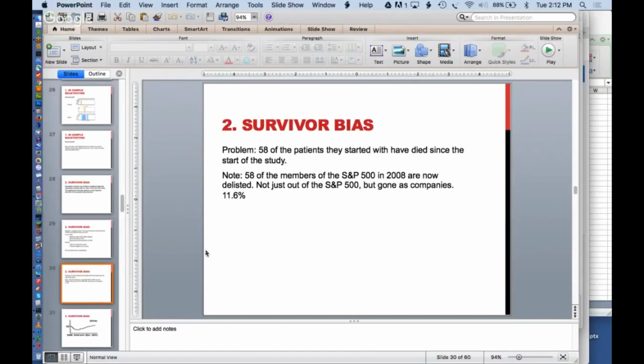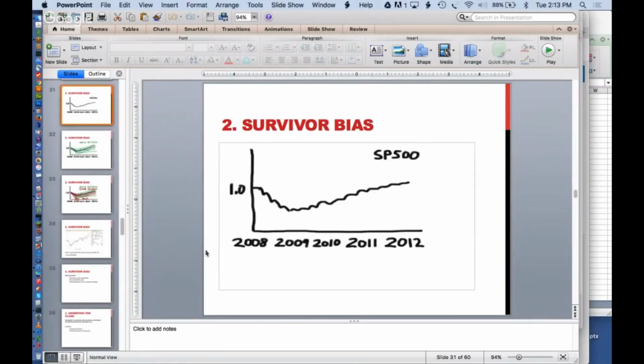Well, it's the same thing if someone tells you, okay, I've invented this great strategy, and I tested it using the S&P 500. Gee, there's 500 stocks. It must be a pretty thorough test, right? Well, if you go back from 2008 to the present, 58 of the members of the S&P 500 are gone. They died in 2008, 2009. So if you work with the S&P 500 as of today, it means you're only working with stocks that survived through the market downturn. Let me show you essentially what this means.